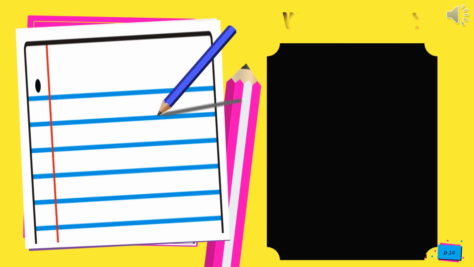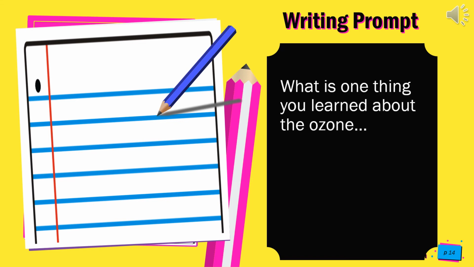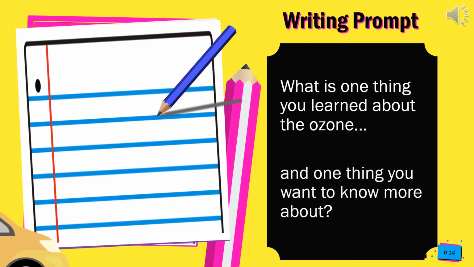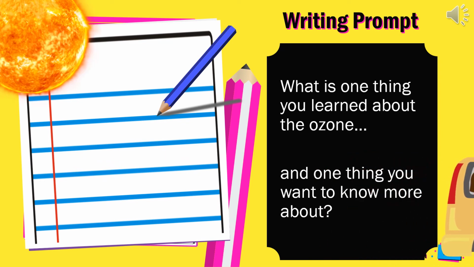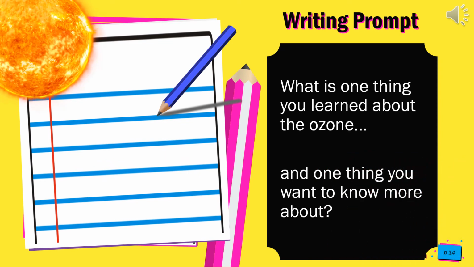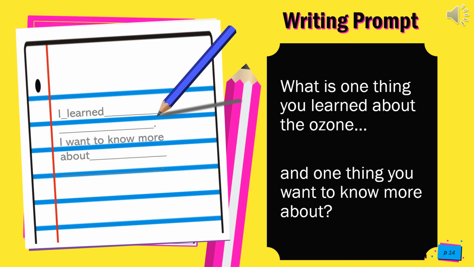It's time for a writing prompt. For today's writing prompt, let's think of all the things we learned about the ozone today. Write a sentence about one thing you learned, and one thing you want to know more about. I'll show you how I started my sentence. I learned blank. I want to know more about blank. And you can even draw a picture.